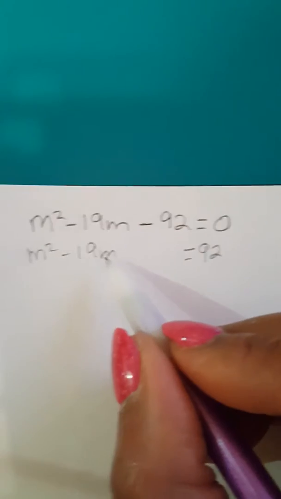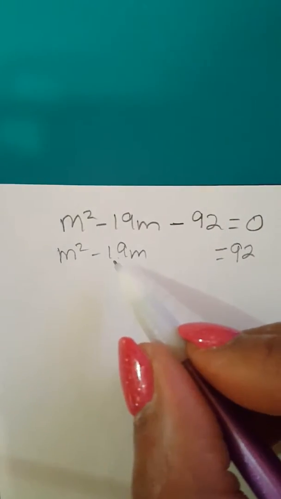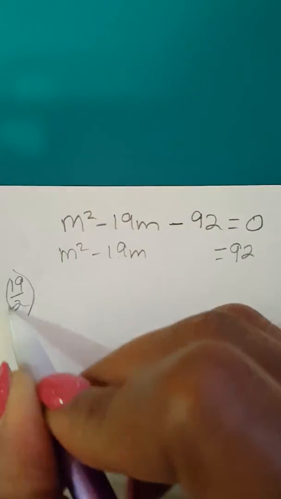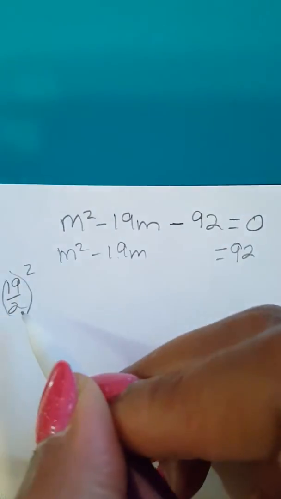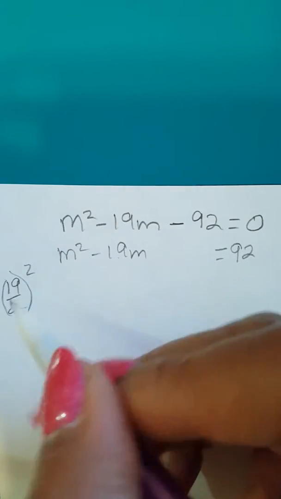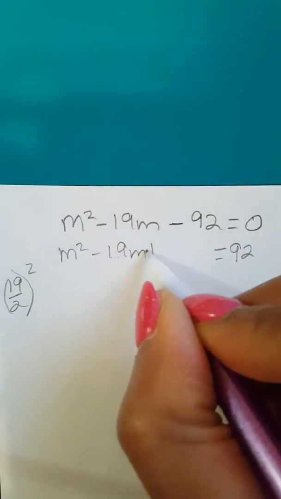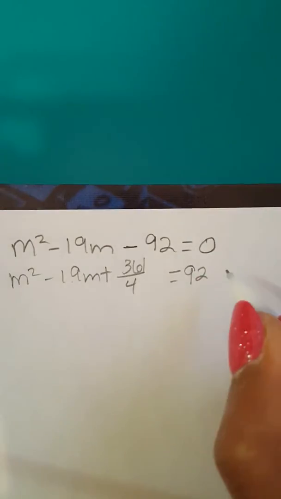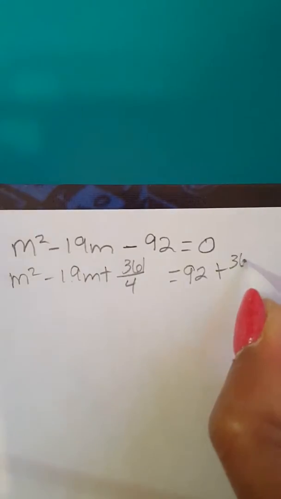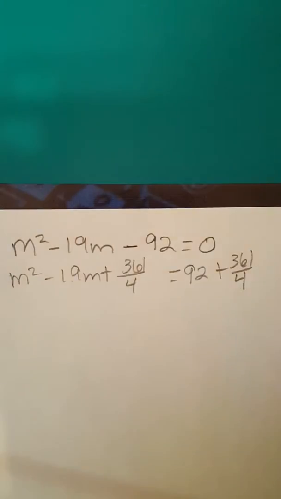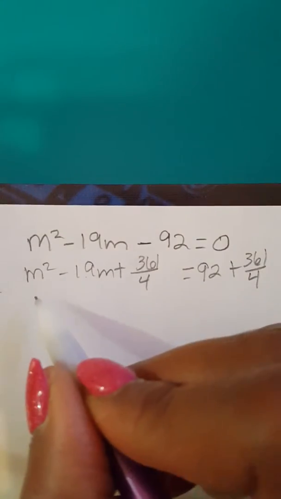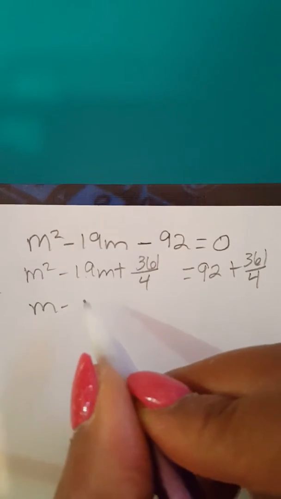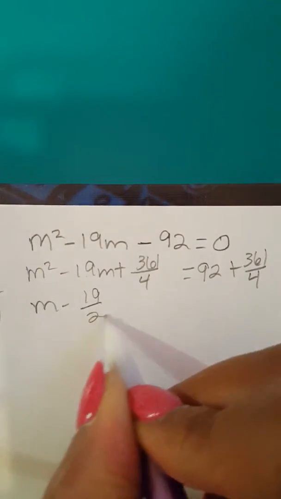Take half, and since 19 is not an even number, when I take half, I just write it 19 halves. And then don't forget to square it. You square the top and you square the bottom. When we square 19, we get 361. And we square 2, we get 4. And we add it to both sides. Okay. And then we factor. M minus, what do we square to get 361 over 4? We squared 19 halves.